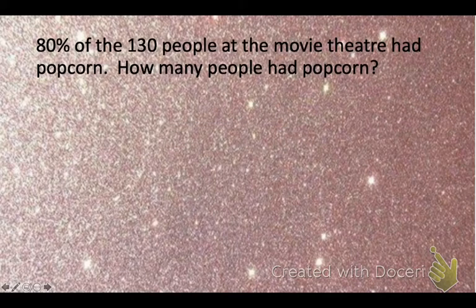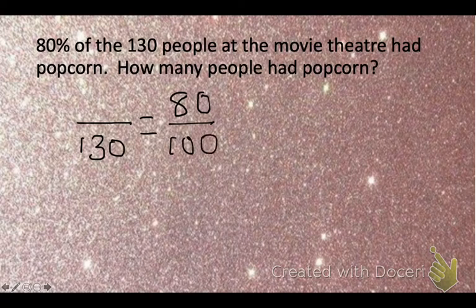All right, so for example, this works when we're talking about percents of things. So it says 80% of the 130 people at the movie theater had popcorn. How many people had popcorn? So the thing was part over total equals percent over 100. So I know the total number of people at the movie theater was 130. I also know that 80% of them, and the percent always goes over 100, had popcorn. And I'm trying to figure out the part of them that had popcorn.